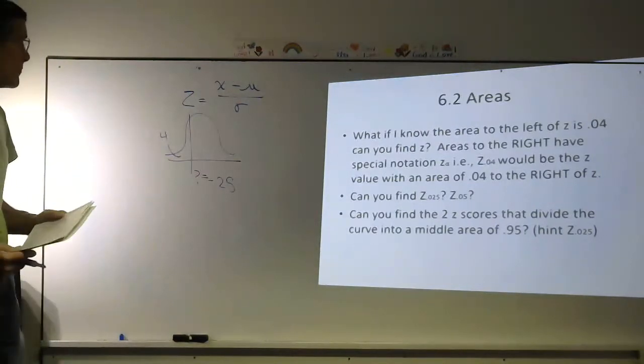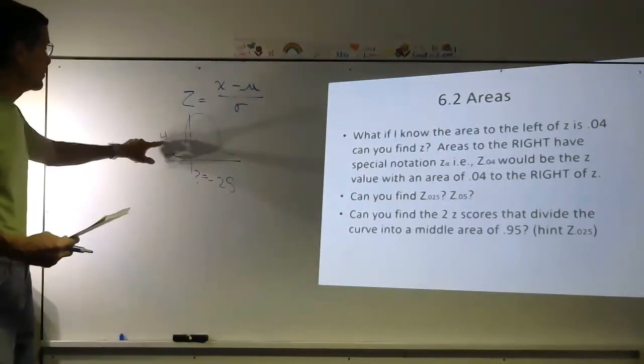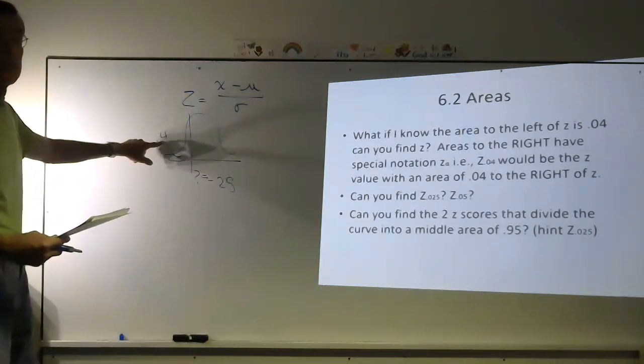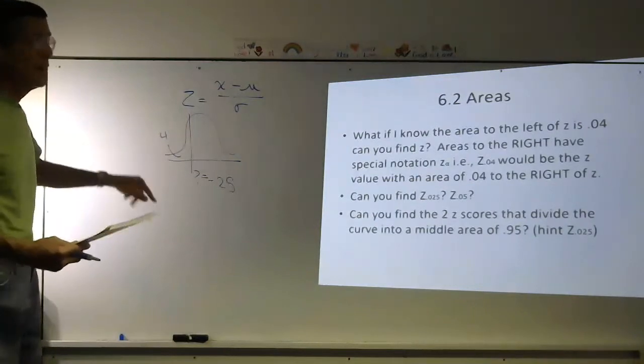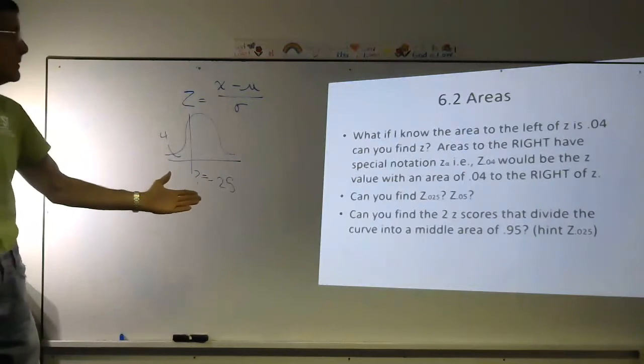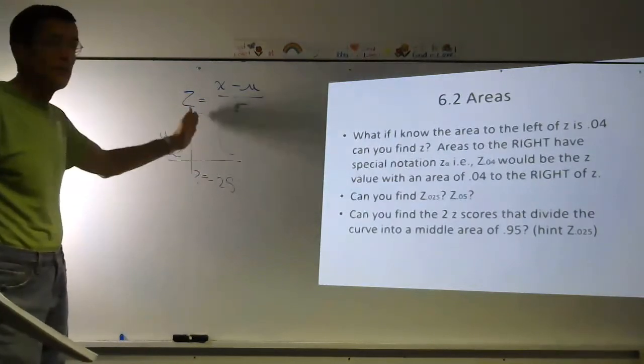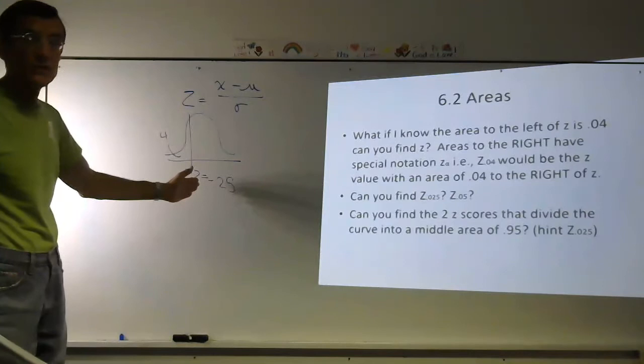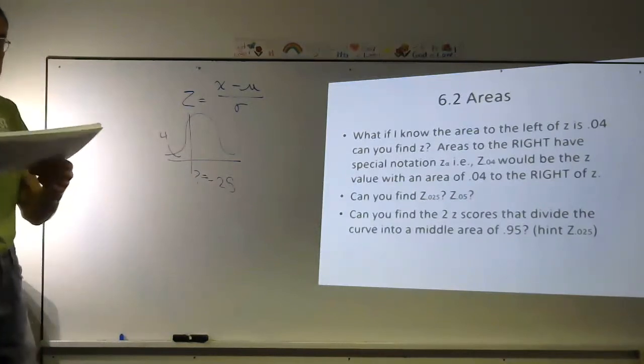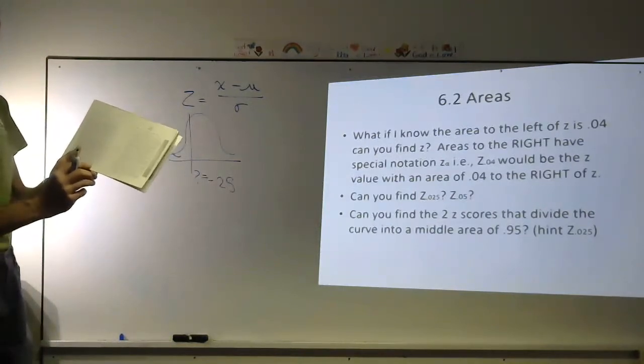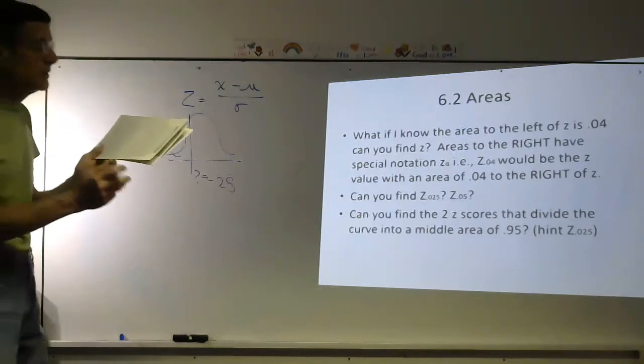Okay? How about if the area to the left is 0.5? Isn't that dead in the middle? And isn't the mean of all z-values always 0? Right? You can get that from the chart also. If you find 0.5 way down here at the bottom, it's just 0. Okay?